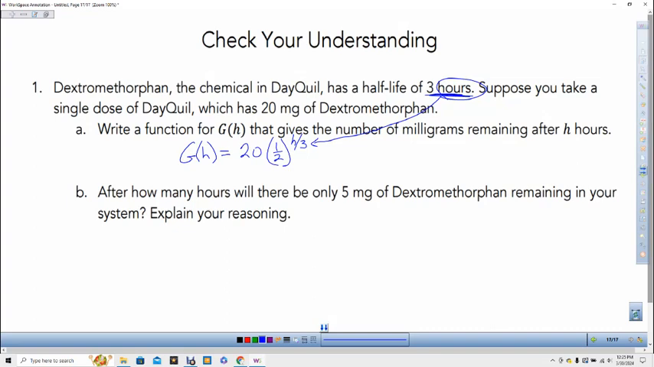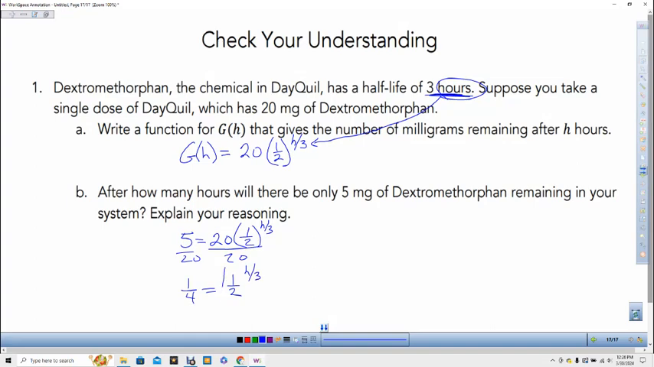And after how many hours will there be only 5 milligrams of dex, that word, remaining in your system? Explain your reasoning. So we're looking for where this thing equals 5. 20 times 1/2 to the h over 3. So we want to solve for h. So we're going to move the 20 over, divide by 20. So 5 divided by 20 is going to give you 1/4, and that equals 1/2 to the h over 3.